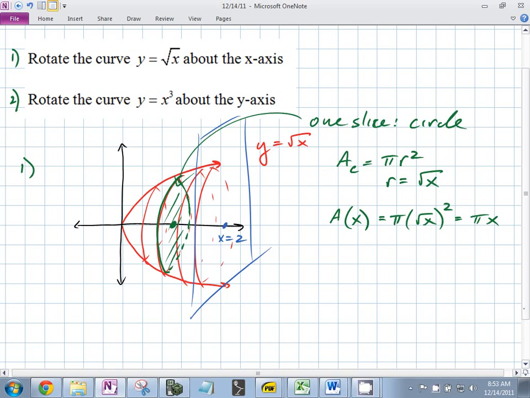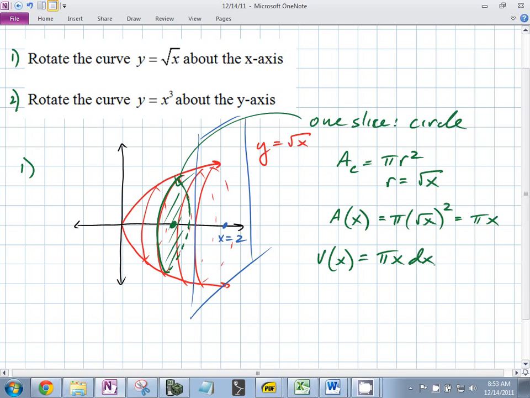Our leftmost one will start at 0, and our biggest one will go to 2. But the point is, if I just wanted the volume of this slice, the volume in terms of x is going to be pi x times dx. You need a depth, right? Drawing the picture is really helpful because when you're looking at this, the slice is perpendicular to which axis? The x-axis. This slice is perpendicular to the x-axis, meaning you have to have dx.